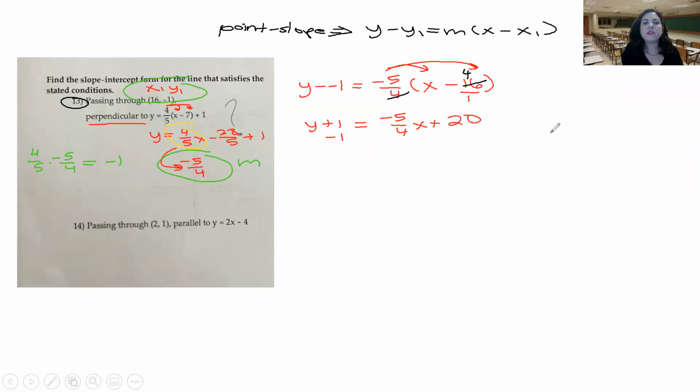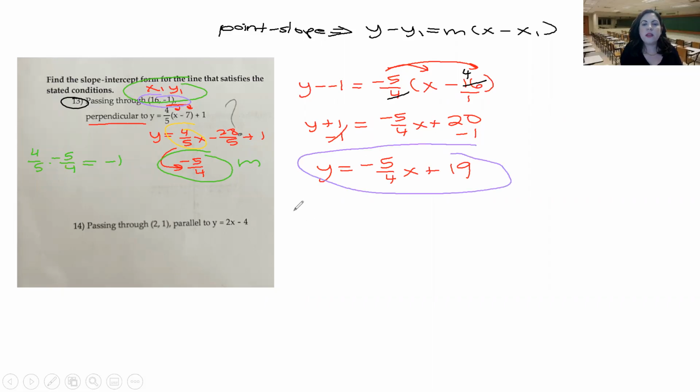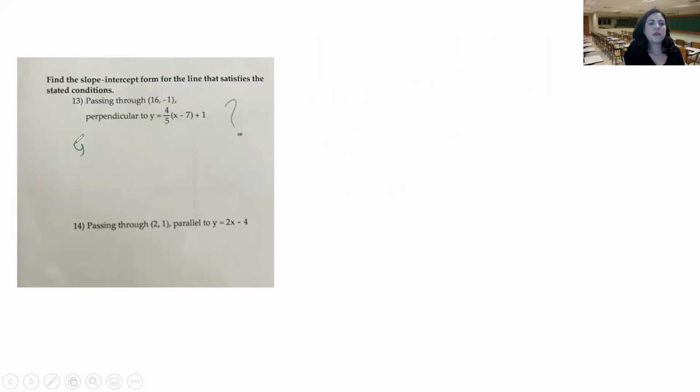And so my last step to change this into slope-intercept form is to subtract 1 from each side. So my equation is y equals negative 5/4 x plus 19. And so that gives me the equation that is passing through this given point and perpendicular to this given line. And so now let me clear that, write that answer here. So that was y equals negative 5/4 x plus 19.